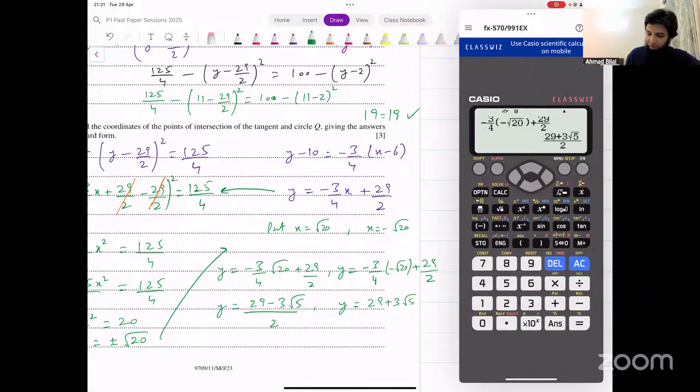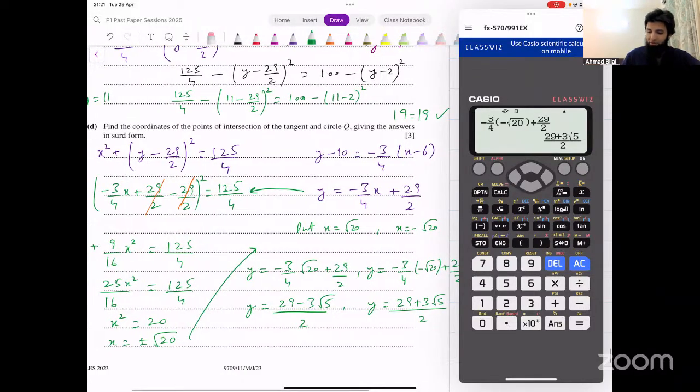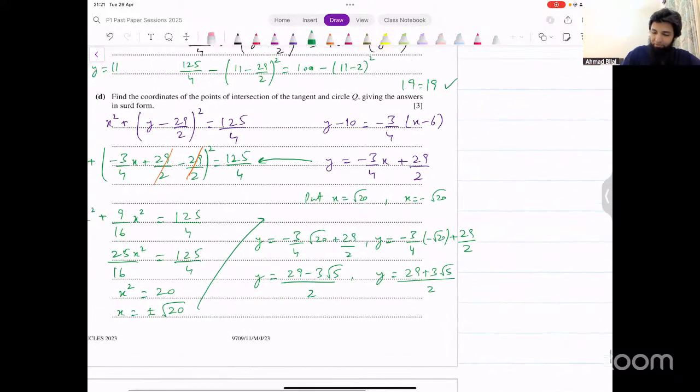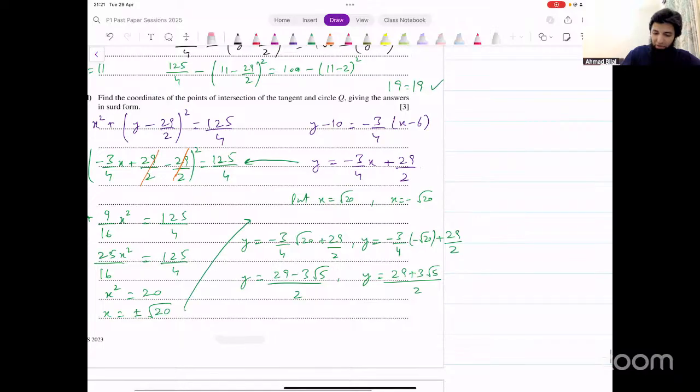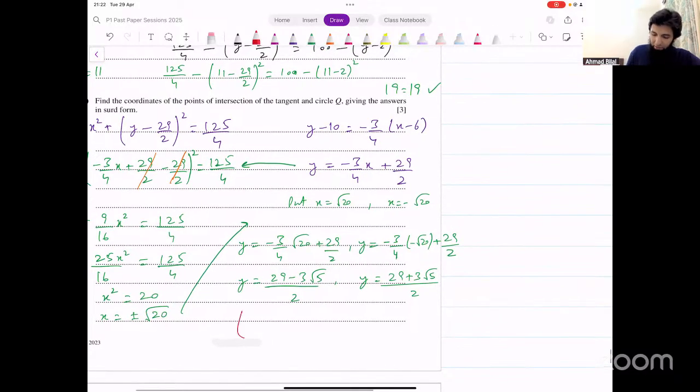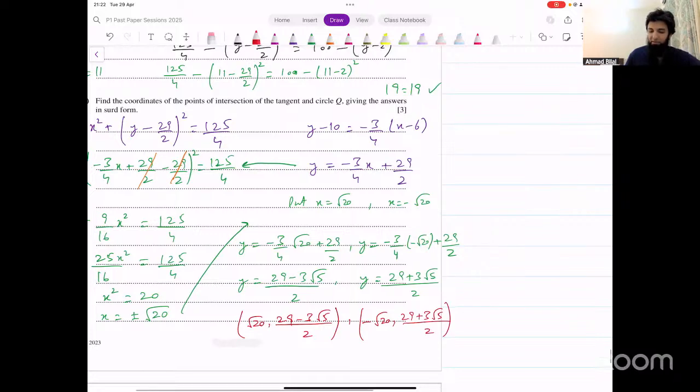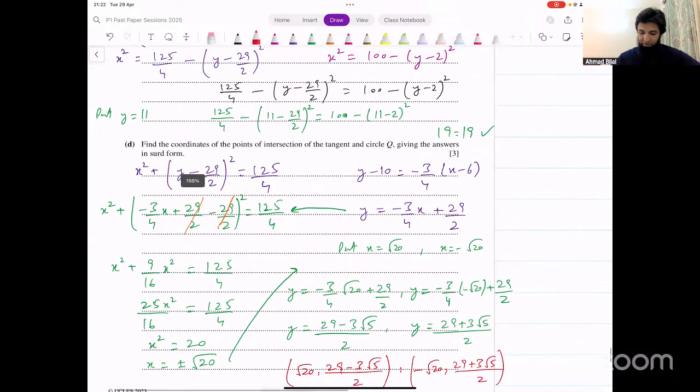They wanted the coordinates of those 2 points. So now you can write this in coordinate form. You can say the coordinates therefore are, with under root 20, you're getting this. So you have under root 20 and 29 minus 3 under root 5 over 2, or minus under root 20 and 29 plus 3 under root 5 whole divided by 2. These are the 2 points that we were looking for, and that's our final answer.